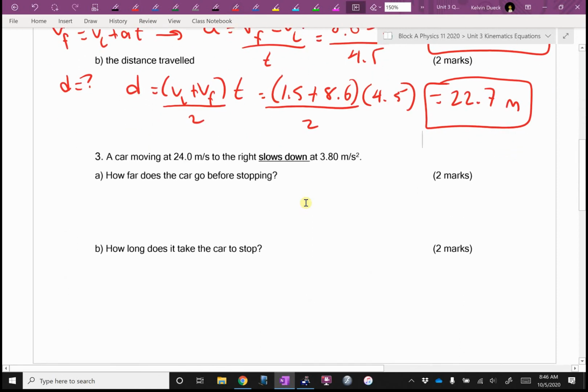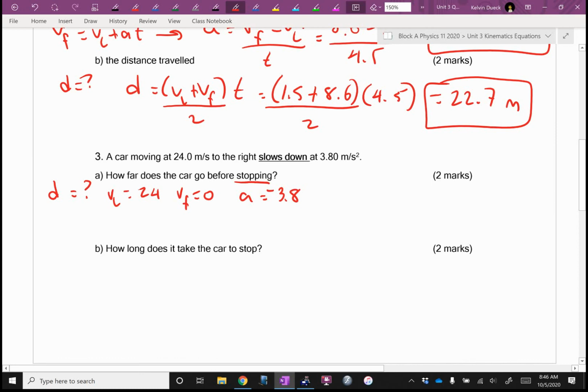Ooh, Riley, what 2 words did I underline in question 3? Ooh, let's pay attention to that. It wants me to find D. I guess VI is 24. VF is 0 because it says stopping. A is 3.8. Where's the mistake that I made? Can you see it? Yeah? Oh, because I'm slowing down, that's going to be a negative acceleration.